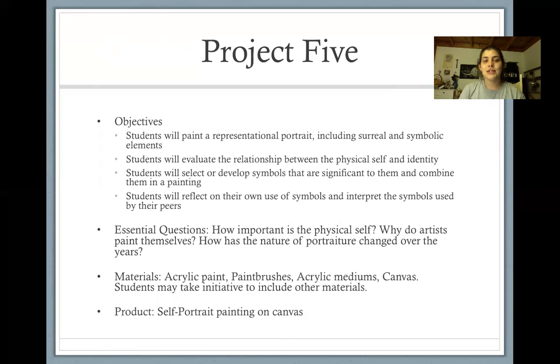So the materials here will be your basic painting materials: acrylic paint, paintbrushes, acrylic mediums, canvas. If students wanted to incorporate other materials, I would allow that on a case-by-case basis, but by and large, it should be a painting. And the product, of course, will be the self-portrait.